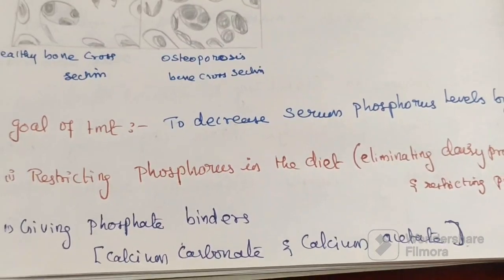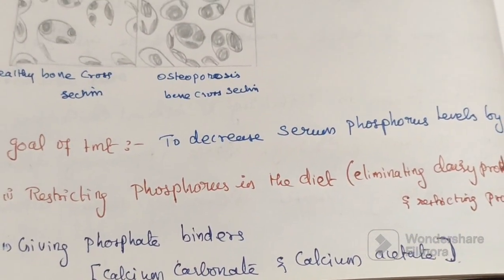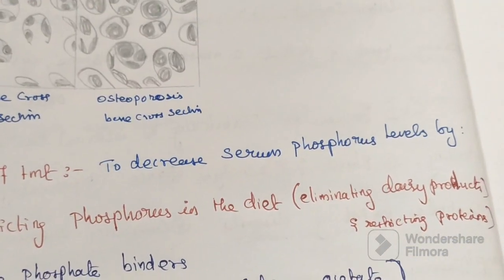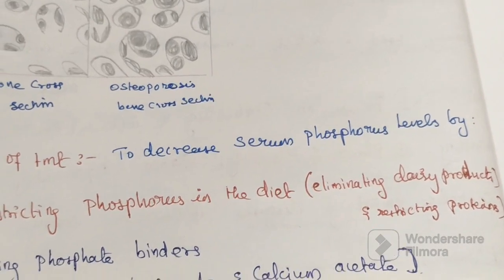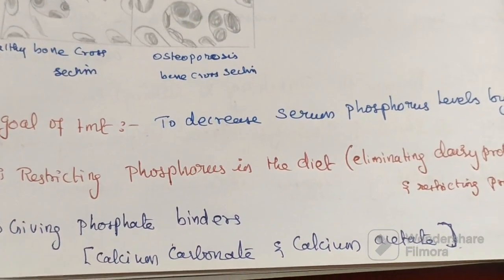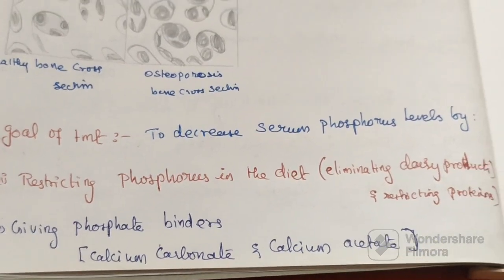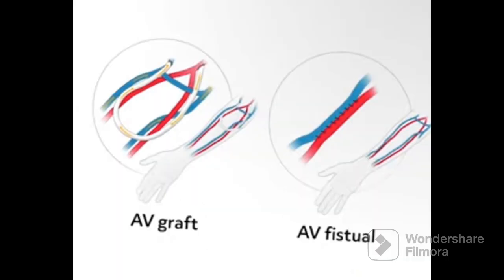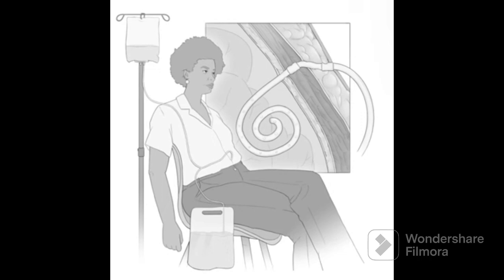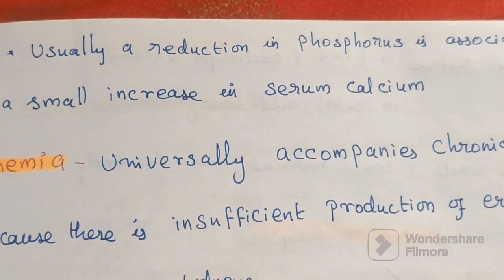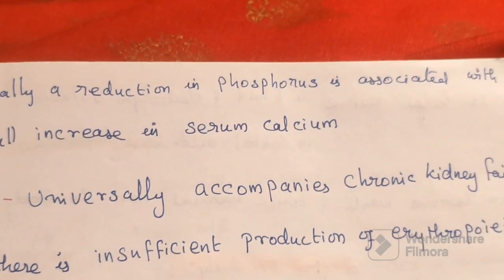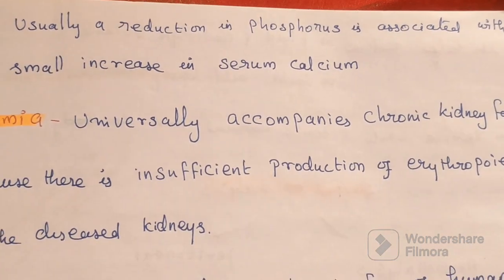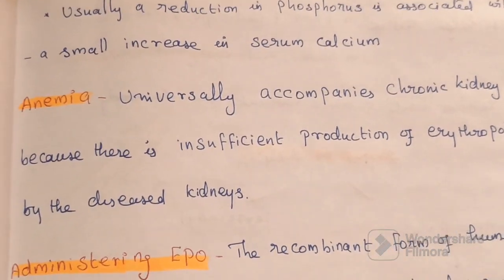binders, that is calcium carbonate and calcium acetate. What is the treatment? Restricting phosphorus in the diet, so eliminating dairy products and restricting proteins, then giving phosphate binders, calcium carbonate and calcium acetate. Usually, a reduction of phosphorus is associated with a small increase in serum calcium.